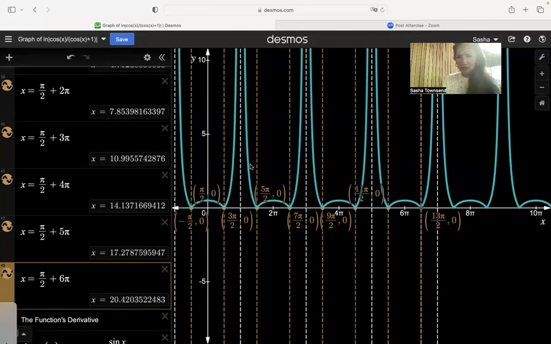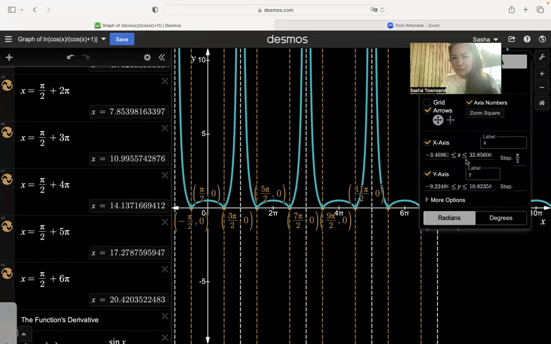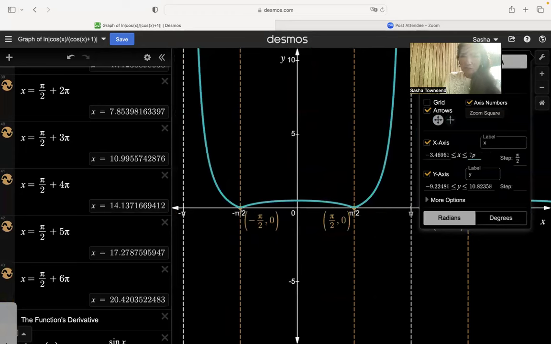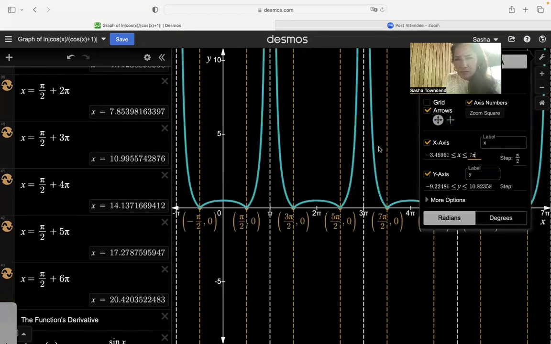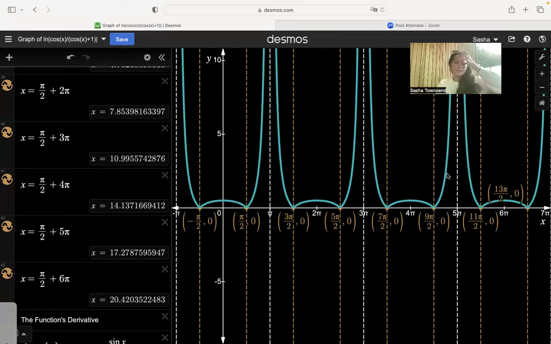So you see that that trend continues. Let's just go from negative pi to, let's just say 7 pi is sufficient, I think. All right, so our graph looks like that. Now our original function should approach negative infinity as it approaches these orange asymptotes from the left and the right. So the function approaches positive infinity as we approach these white asymptotes, negative infinity as we approach the orange asymptotes.